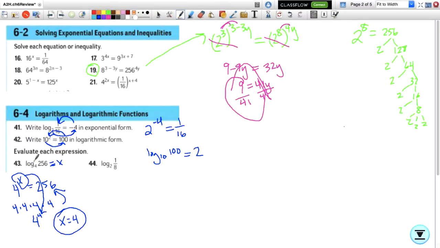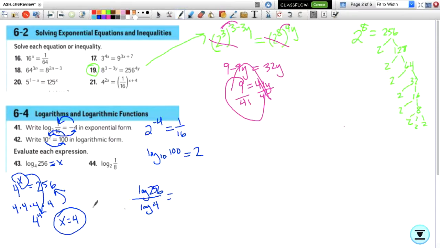Hopefully right now you're like, Mrs. White, can't we just do common log of 256 over the log of 4 and find what that is? And the answer is yes, it will equal 4 and that will work, right? Because that's how we also can solve for weird bases. Okay, but if you try to solve for this and it doesn't turn out nicely like this one, then you would have to use common log.